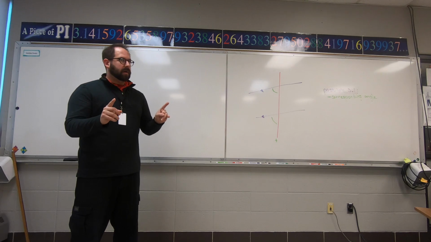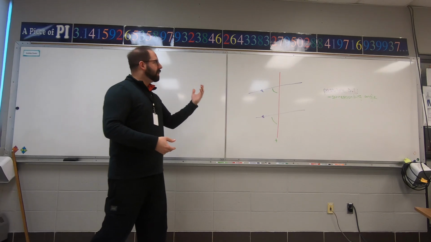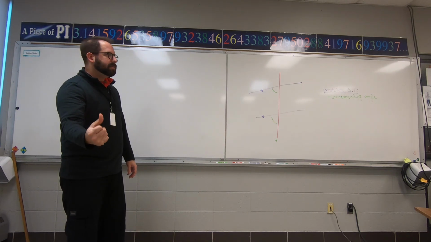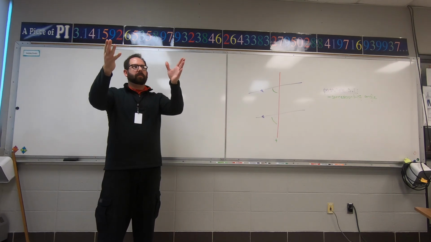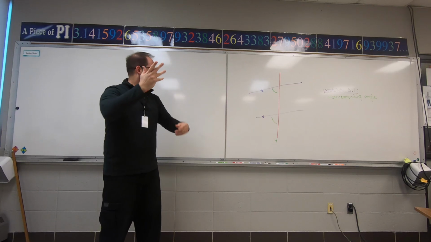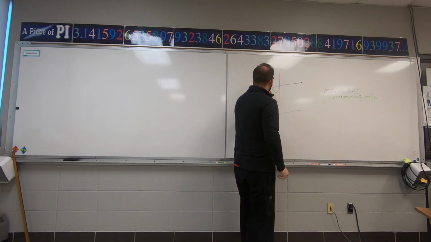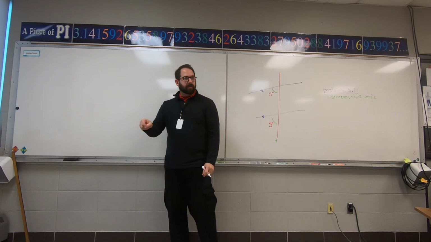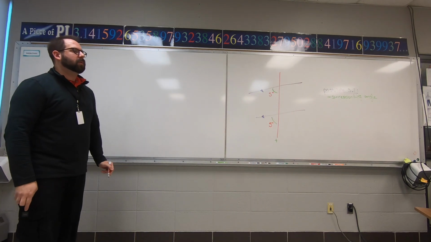If the lines are parallel. It was a conditional statement. If the lines are parallel, then these angles have the same measure. They're the same digit. So somebody throw out a random number. 5. Boom. We'll go with 5. Let's say this is 5 degrees. This one is also 5 degrees, automatically. You can transfer that down.